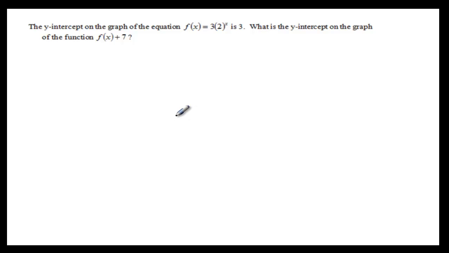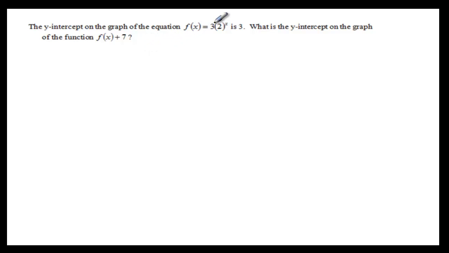Hi, I will be solving a question here on translating functions. The y-intercept on the graph of the function is this. The y-intercept is 3. What is the y-intercept on the graph of the function f of x plus 7?